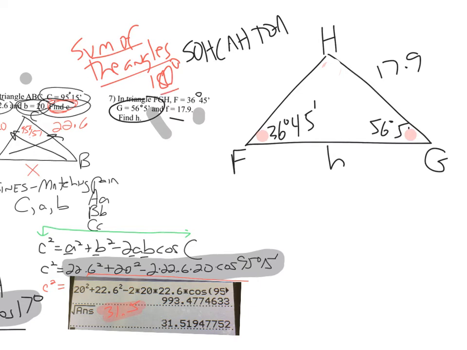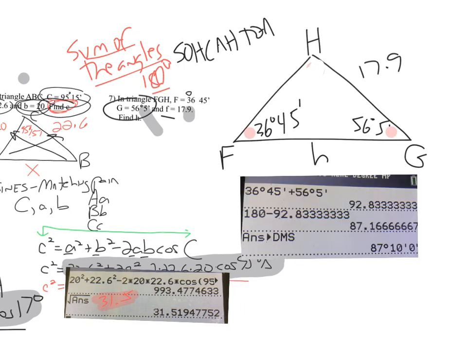So let's figure out what angle H is by adding up the two angles that we were given and then subtracting that from 180 degrees. When you add up 36 degrees 45 minutes and 56 degrees 5 minutes, you get this 92.83 number. You do 180 minus that 92.8 number. Then since it's an angle, we DMS. So here, 87 degrees and 10 minutes.